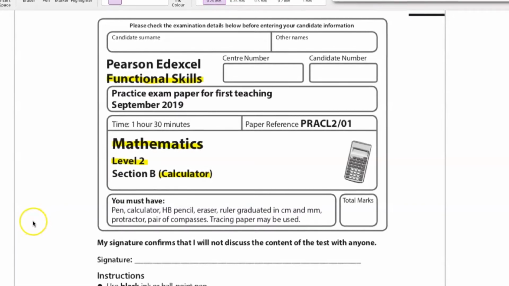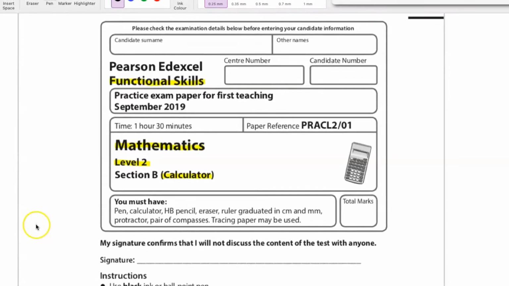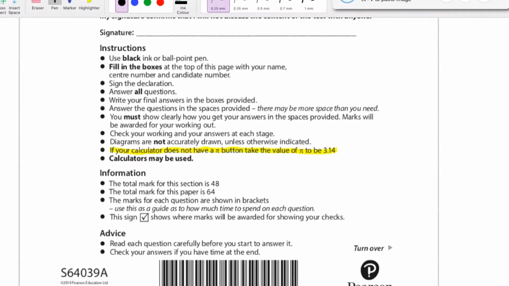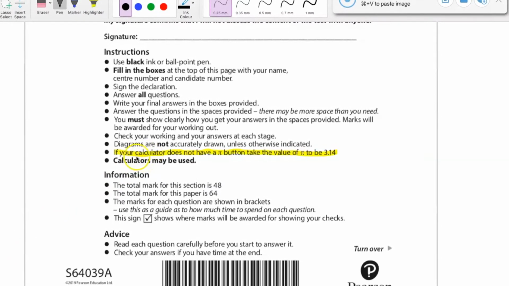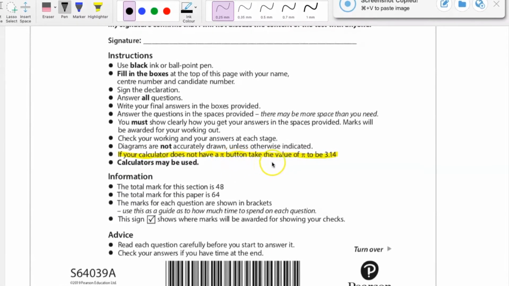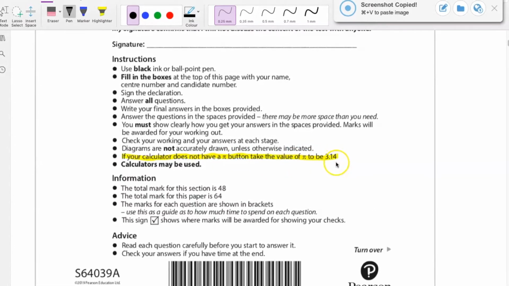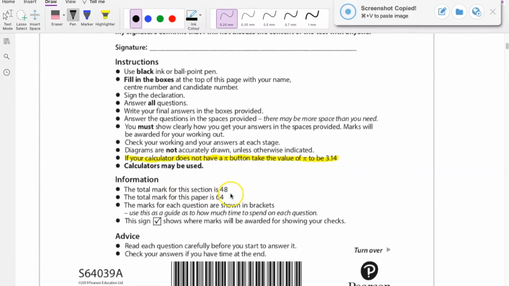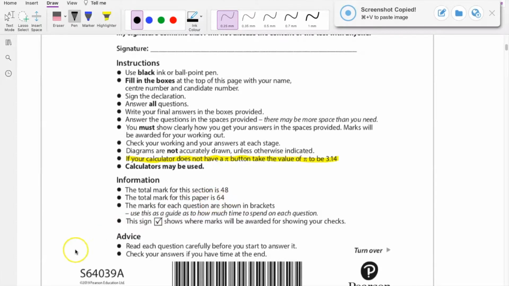This is Functional Skills Maths Level 2, Section B, Calculator Paper. Remember to read the instructions when you're sitting for your exams. Right at the bottom here it says, if your calculator does not have a pi button, take the value of pi to be 3.14. That is very important. The total mark for this section is 48 and for this paper is 64.